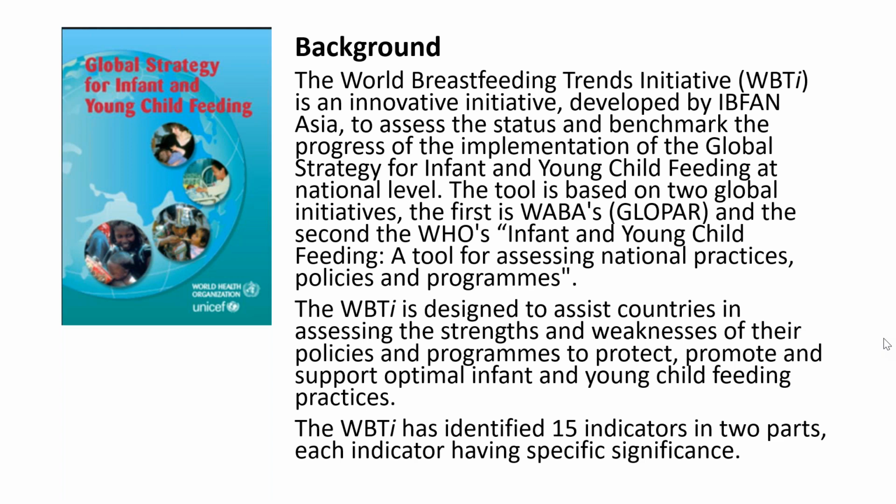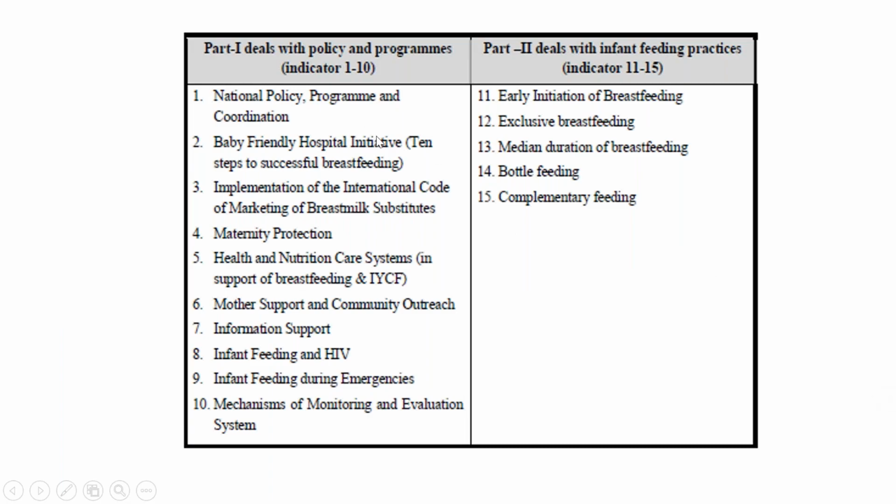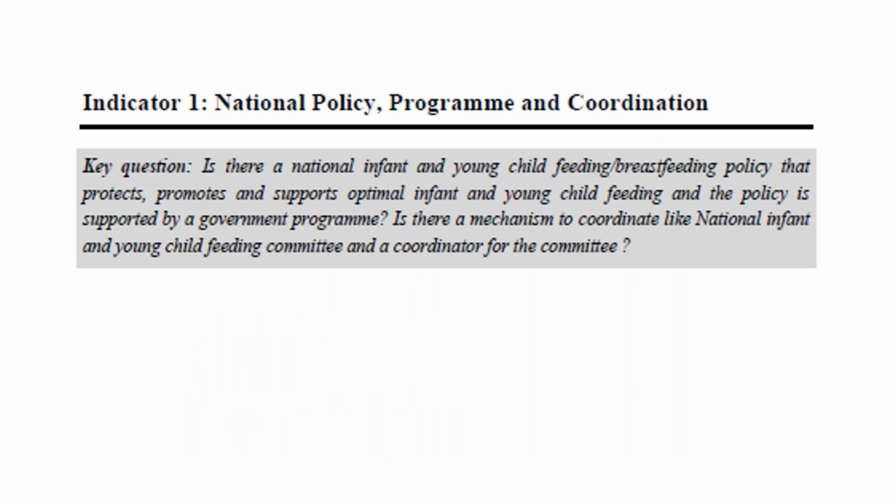And as Kinkini says, there are 15 indicators divided into 2 parts, and each indicator has a specific significance. So the 2 groups are the first 10 questions deal with the policies and programs, and the second 5 questions deal with infant feeding practices. And I'm going to go through each one and talk about each one individually.